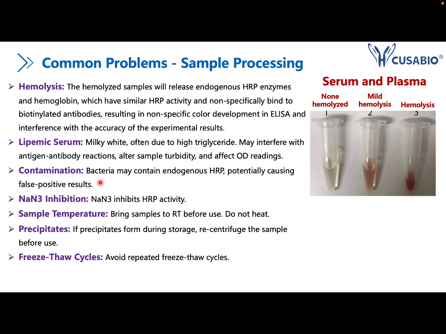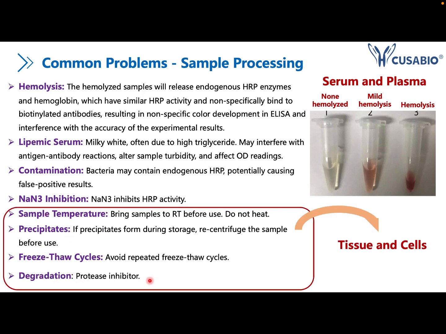Contamination should also be avoided because it is kind of the same thing. Bacteria will have endogenous HRP, causing false positive results. And also, please avoid sodium azide in your samples. It will also inhibit the HRP activity. And the last three are the temperature, precipitate, and the freeze-thaw cycles. And we also have degradation. So these four can also be found in the sample types, tissue and cells. For degradation, one key part here is that you can add protease inhibitor to prevent the degradation.